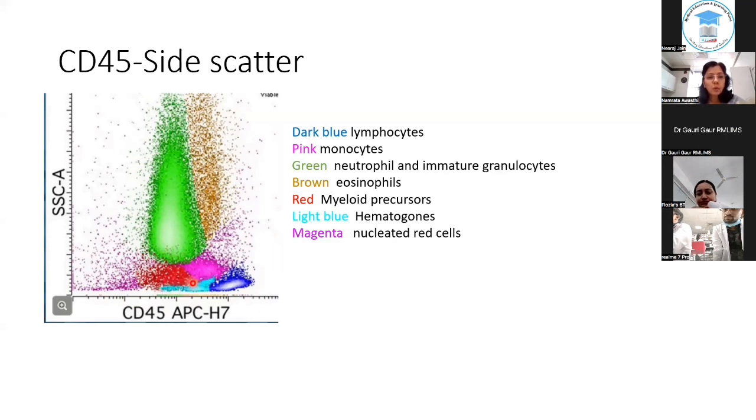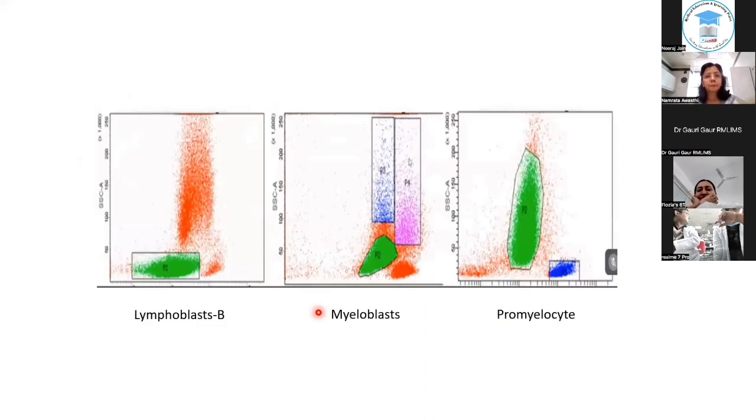And these light blue ones are the B cell precursors, also known as hematogones, which appear to be merging with the lymphocyte population. They have a dim CD45, and when they mature, they start gaining CD45, and they have a lower side scatter as compared to the myeloid blast. So this dot plot becomes the cornerstone of identifying the blast population.